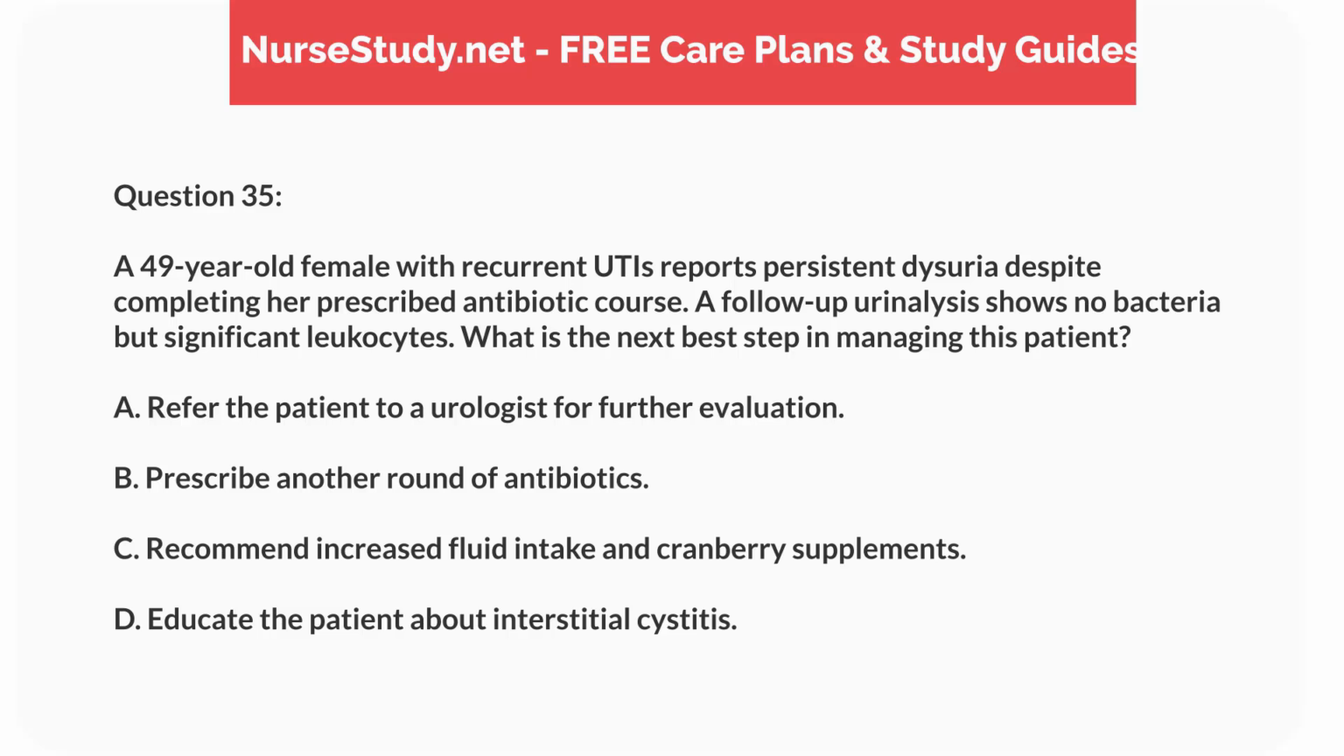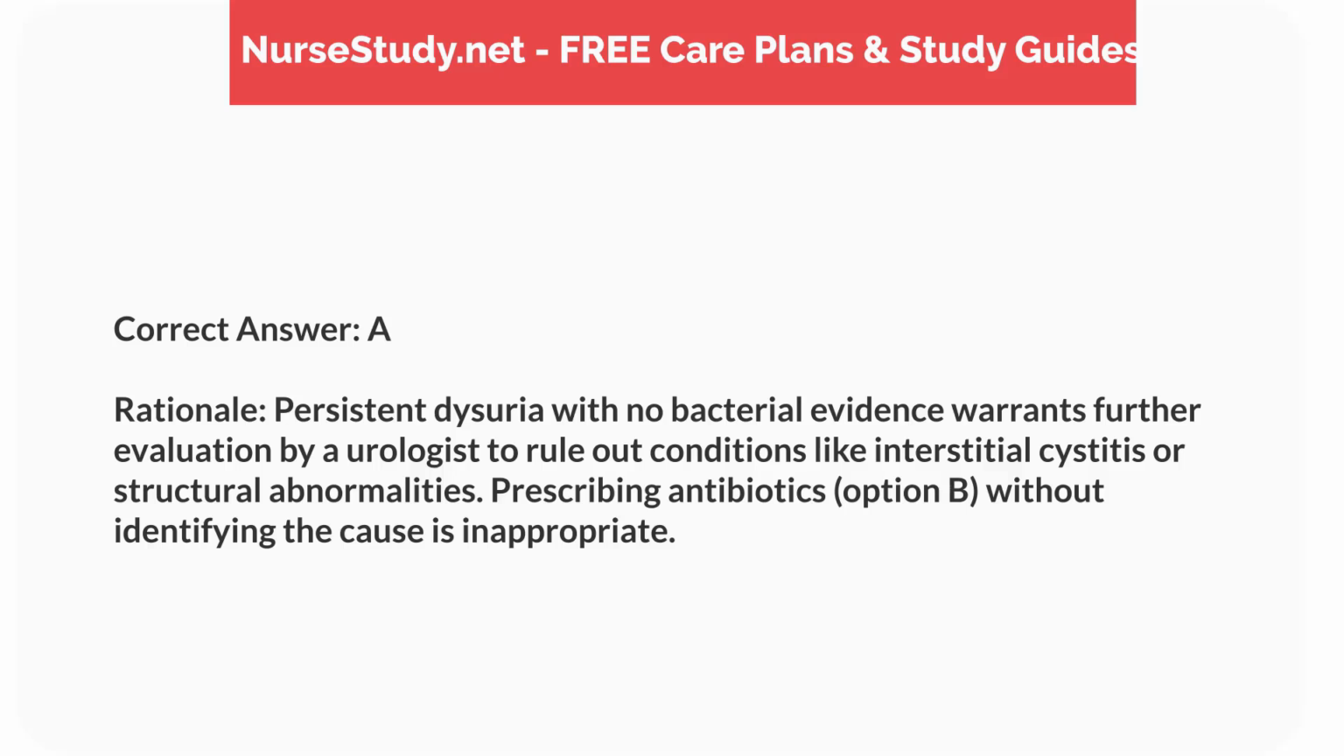A. Refer the patient to a urologist for further evaluation. B. Prescribe another round of antibiotics. C. Recommend increased fluid intake and cranberry supplements. D. Educate the patient about interstitial cystitis. Correct answer, A. Rationale: persistent dysuria with no bacterial evidence warrants further evaluation by a urologist to rule out conditions like interstitial cystitis or structural abnormalities. Prescribing antibiotics, option B, without identifying the cause is inappropriate.